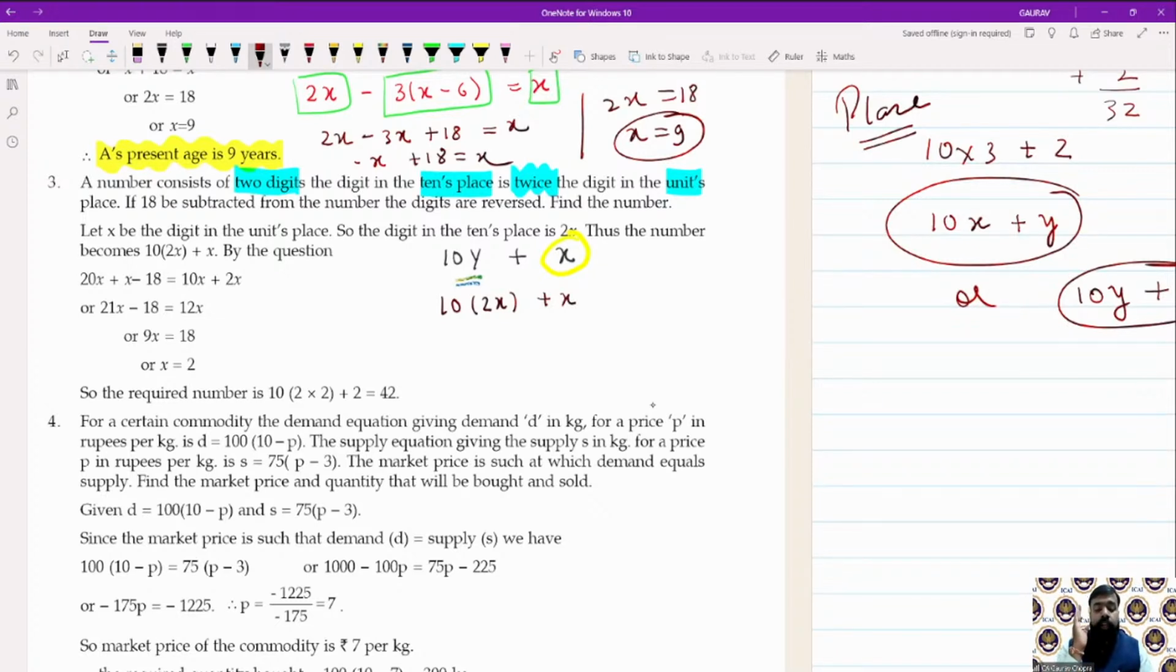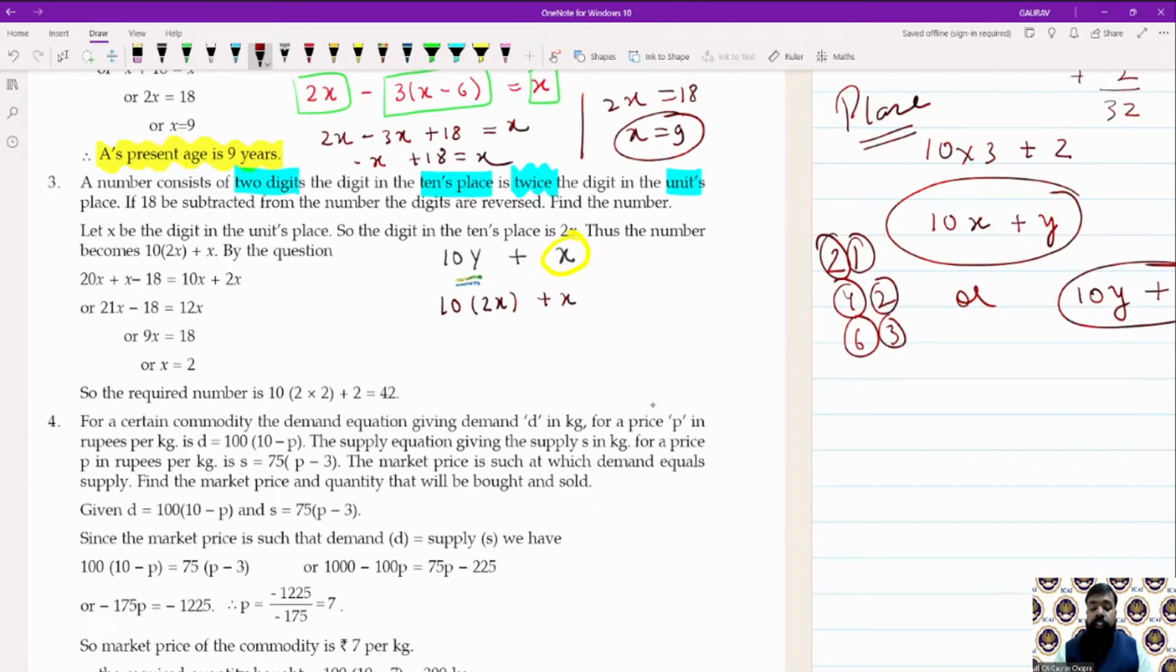The digit in tens place is double of the digit in unit place. Let's say the number is 21. So it is 1 and its double is 2. 42: 2 and its double is 4. 63: 3 and its double is 6. So all these numbers are following this concept.